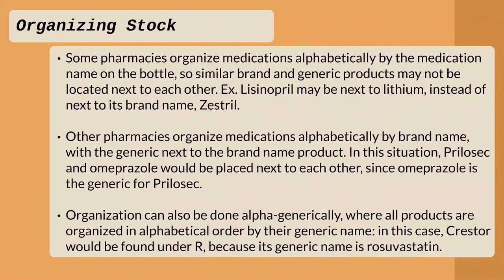Other pharmacies organize medications alphabetically by brand name with the generic next to the brand name product. So in this situation, Prilosec and omeprazole would be placed next to each other since omeprazole is the generic for Prilosec. Organization can also be done alphagenerically where all of the products are organized in alphabetical order by the generic name. So this is kind of reversed from the second one that we saw. In this case, Crestor would be found under R because its generic name is rosuvastatin.